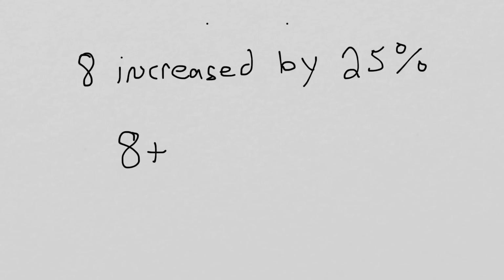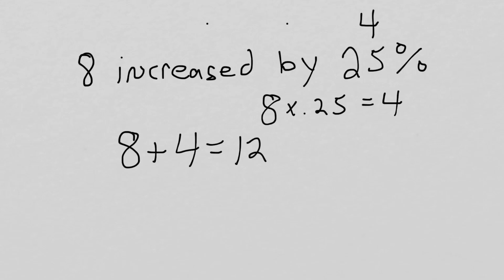To find out what I add to 8, I'm going to take 8, and it's going to be increased by 25%. I'm going to take 8 times 0.25. You put that straight into your calculator, and you're going to come up with 4. So the increase is going to be 8 increased by 4. So 8 plus 4 equals 12, and that's your answer.